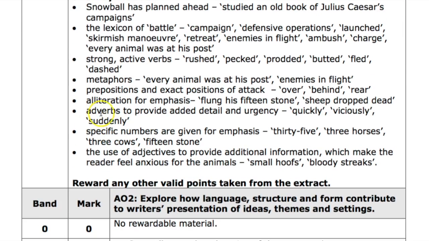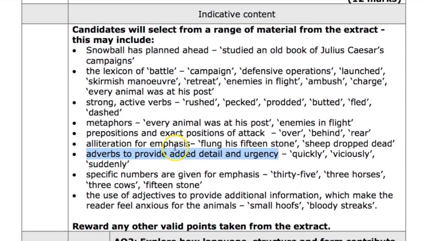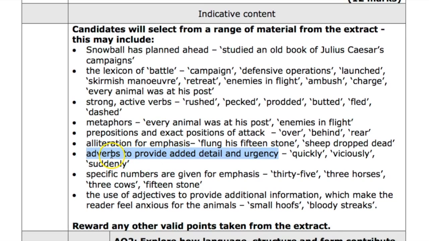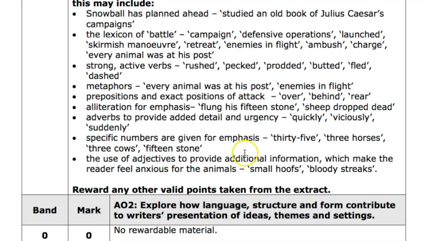Down here at the bottom, they talk about things like the adverbs as well, adding detail and urgency. And this is a really important thing to think about here, that they're providing added detail and they're providing urgency. We don't just want to know what Orwell is using in this extract. We don't just want to know that he's using adverbs. We want to know why he's using adverbs. And the reason is that they're adding detail and they're adding urgency. Quickly, viciously, suddenly. These all add to the description of the battle. So don't just mention that he's using adverbs, but mention why he's using adverbs.